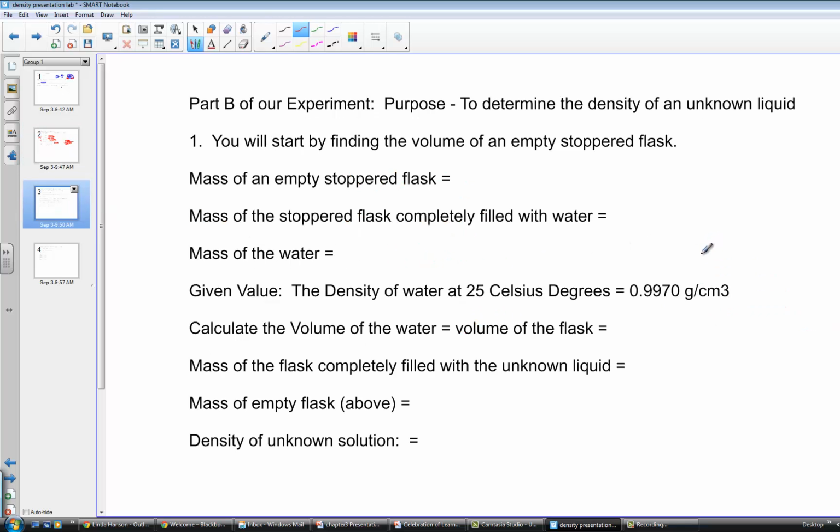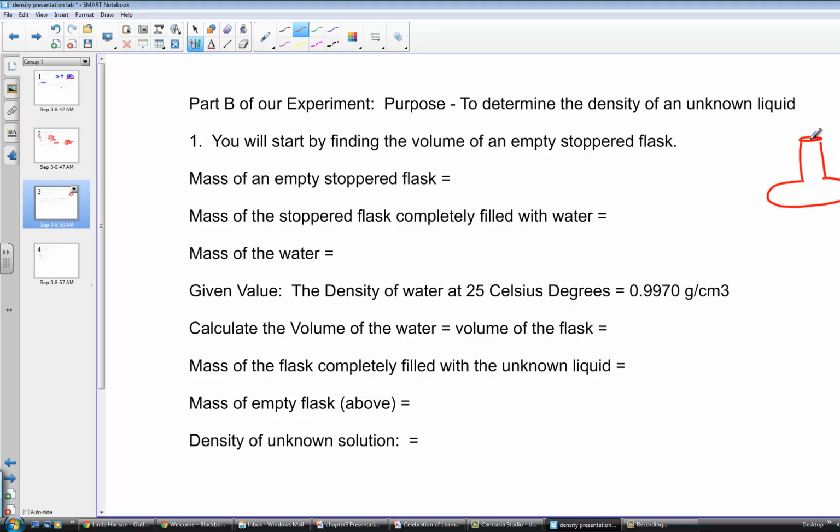Let's talk about part B of our experiment. Here we are determining the density of an unknown liquid. We are going to start by using a flask, and a flask really is just a round bottom, and we might be using an Erlenmeyer. Sometimes I'm not a very good artist. We could be using a volumetric flask, but it's a round bottom flask, or a vessel that allows us to measure the volume of a trapped amount of liquid.